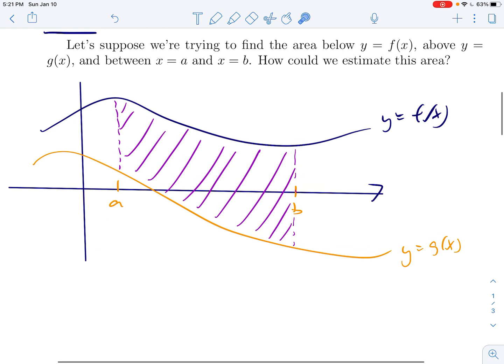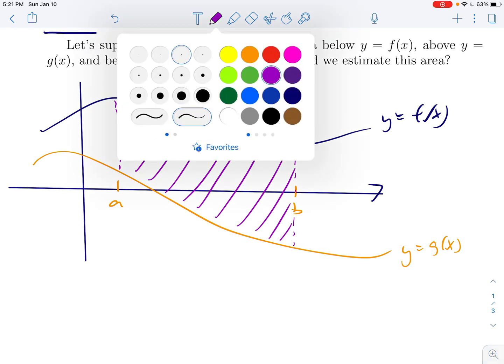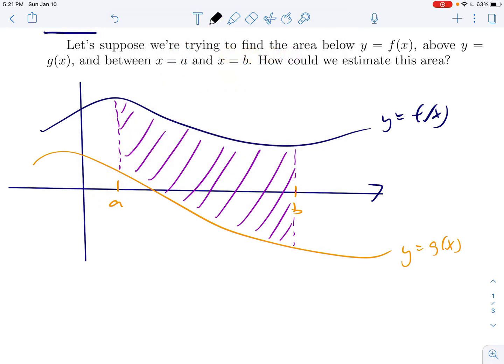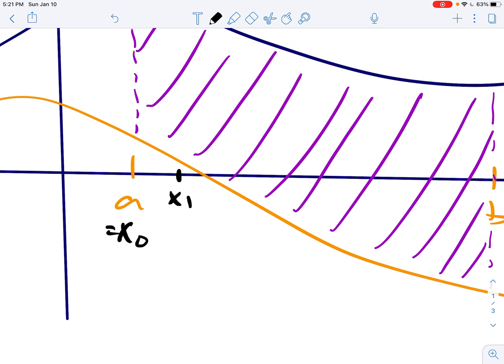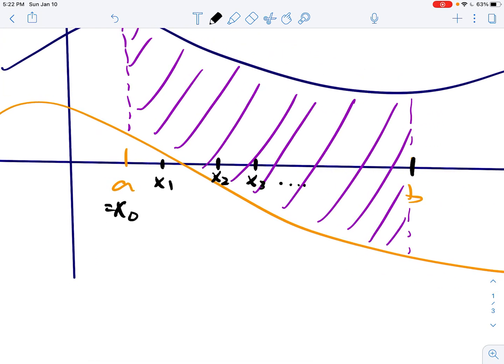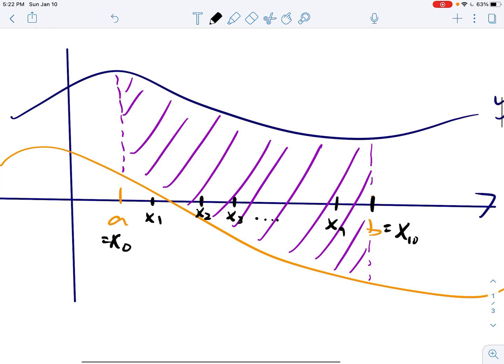And what we could do, and I'm going to do a demonstration where there's really no need to copy it, is estimate this using various rectangles. So I could, for example, chop up the interval from a to b, where I say, all right, a will be the same as x sub 0. And then maybe here I'll call this x sub 1, here is x sub 2, here is x sub 3, and I'll keep on going. Let's suppose I did 10 of them, 10 intervals. So b is the same as x sub 9. I'm not putting in all the intermediate ones.